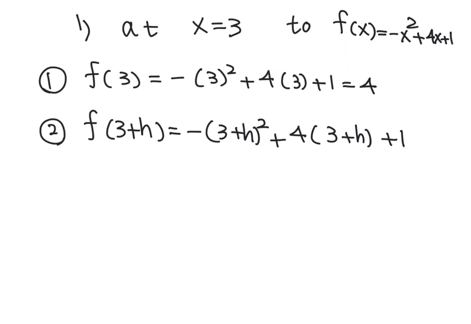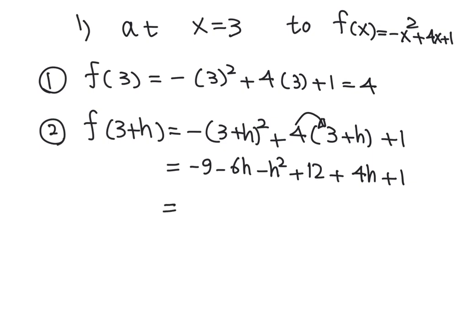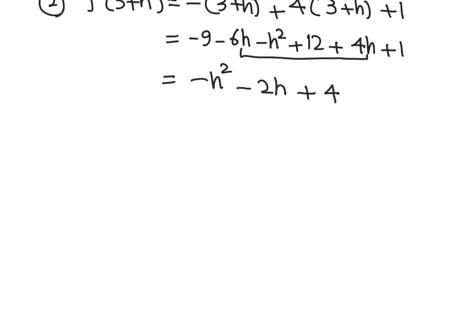Okay, let's simplify and see what f of 3 plus h is. It is minus 9 minus 6h minus h squared plus 12 plus 4h plus 1. We simplify like terms, equals minus h squared minus 2h plus 4. As you see, minus 6h plus 4h is minus 2h, and then you add all the constant numbers. Okay, that is f of 3 plus h. Then we use the limit formula.